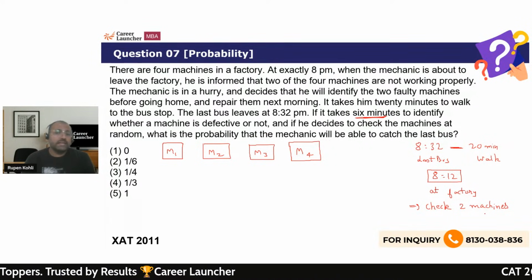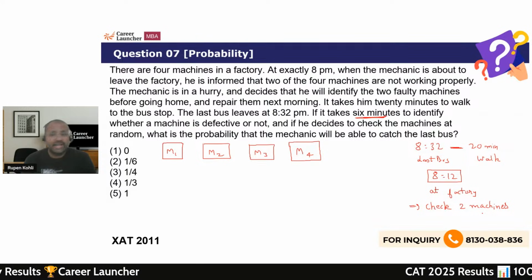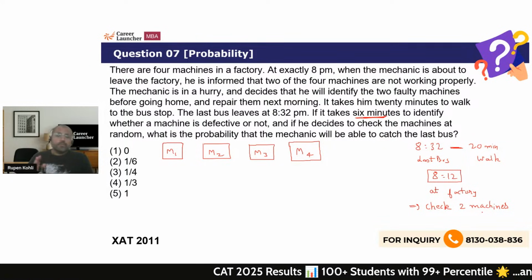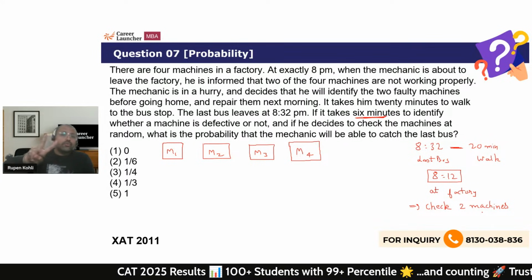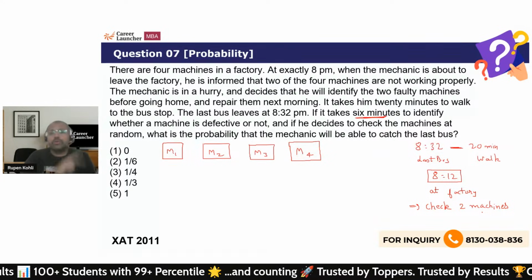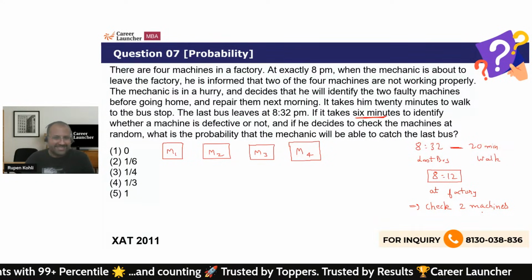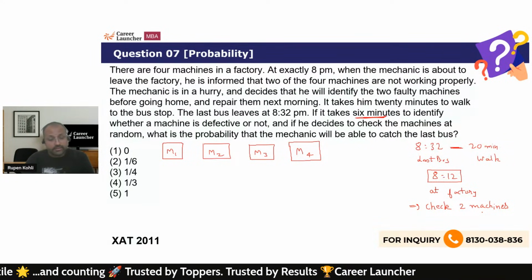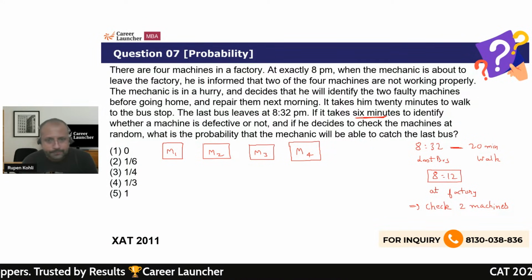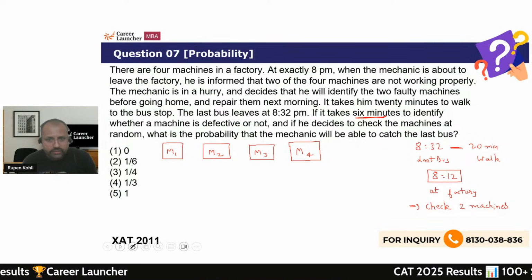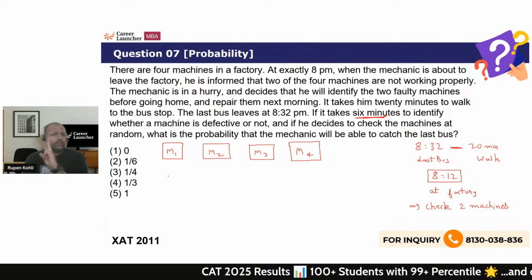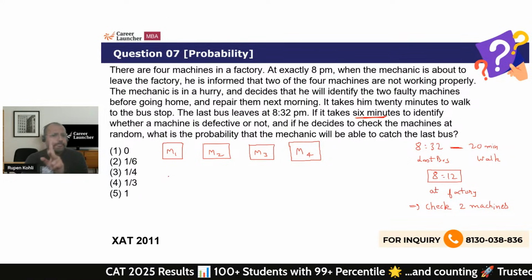What is the probability that he'll be able to catch the last bus if he decides to check? Means, what is the probability that he's able to identify the 2 faulty machines by the time he has checked 2 out of the 4 machines? Right, that's the question. Okay. So now, how do we do this? Well, he needs to check 2 machines only, right?